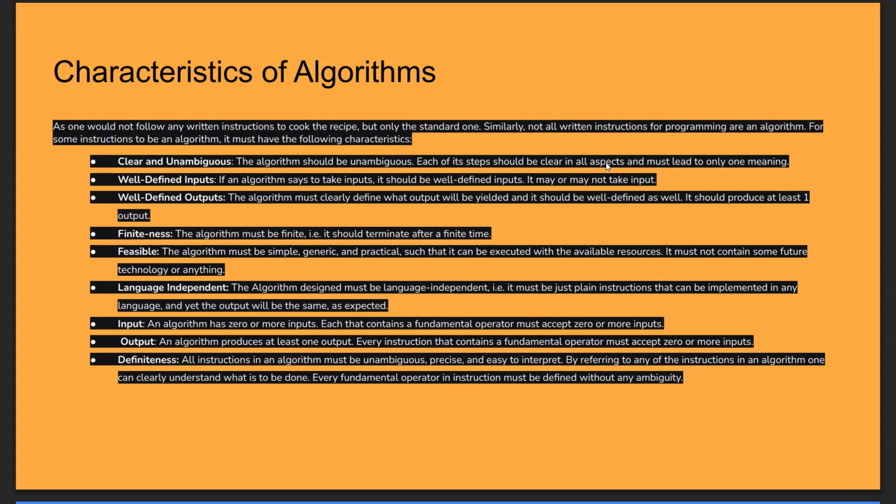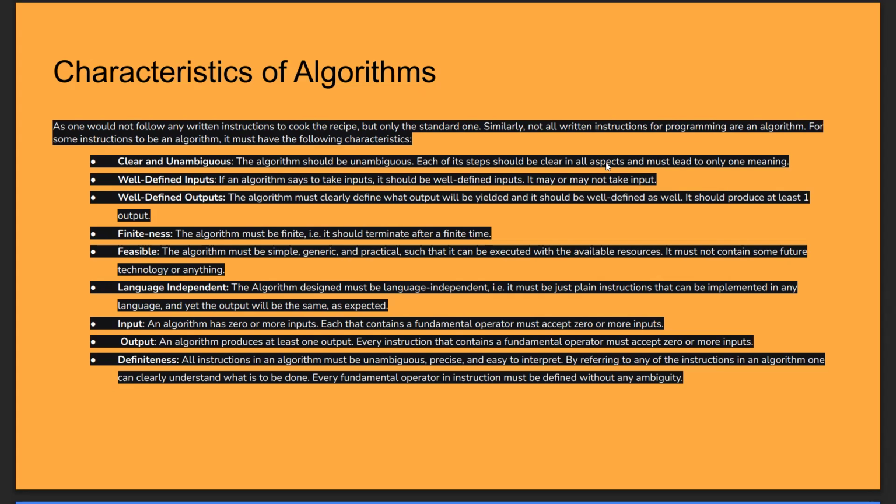Next one, output. An algorithm produces at least one output. Whatever the algorithm is, it must produce one output. Without producing an output, there is no algorithm. Having any algorithm, at least it must be able to produce one output. And also every instruction that contains a fundamental operator must accept zero or more inputs.